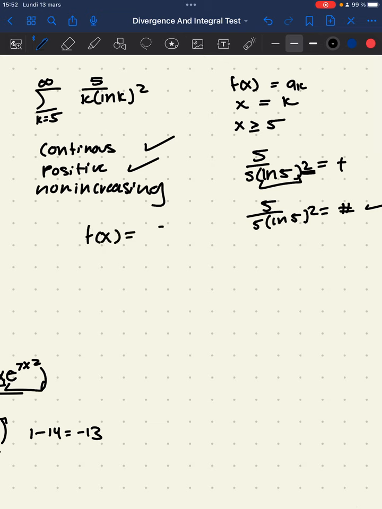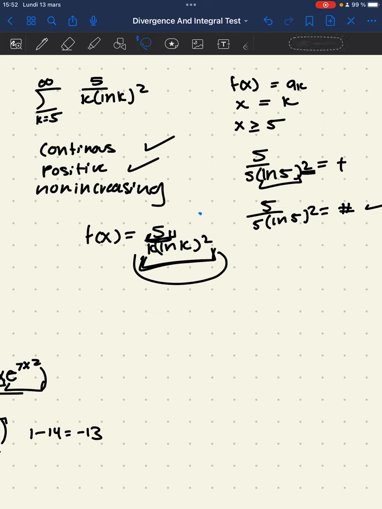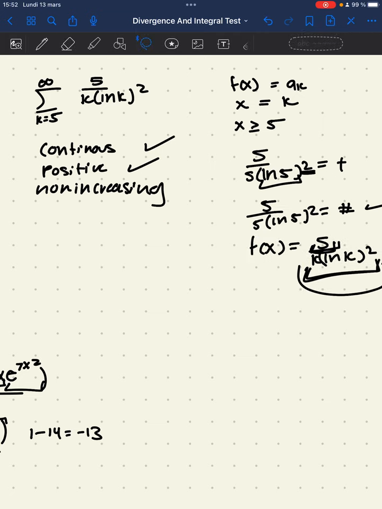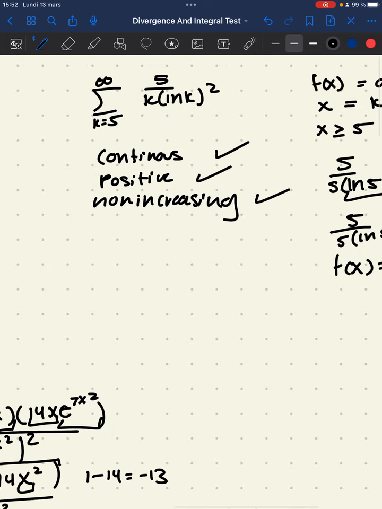Is it non-increasing? Okay, let's see. f of x is 5 over x ln x squared. Here we can just take the shortcut. Since the top is just a constant, but the bottom is a variable, and the variable keeps increasing, the denominator will keep increasing, and the numerator stays fixed. This means that the overall function will be decreasing, meaning non-increasing. Therefore, that also checks out.